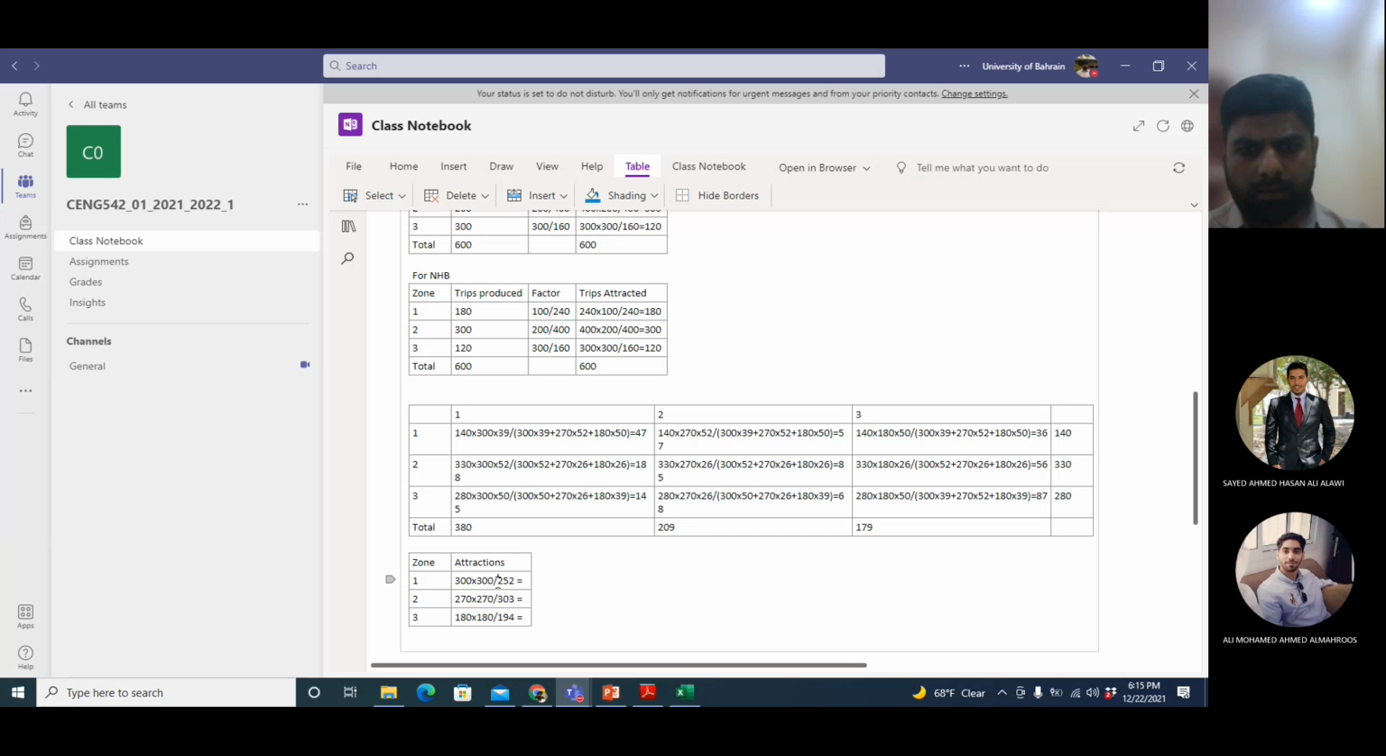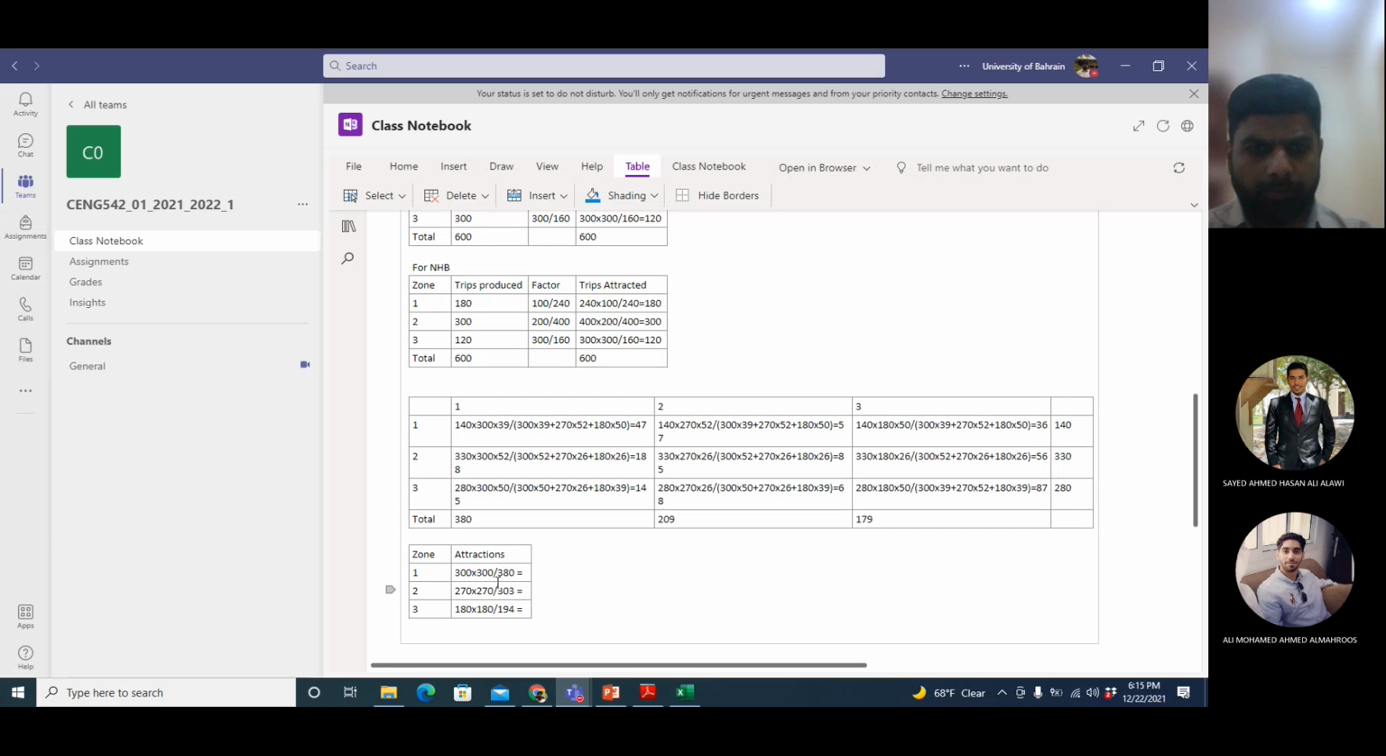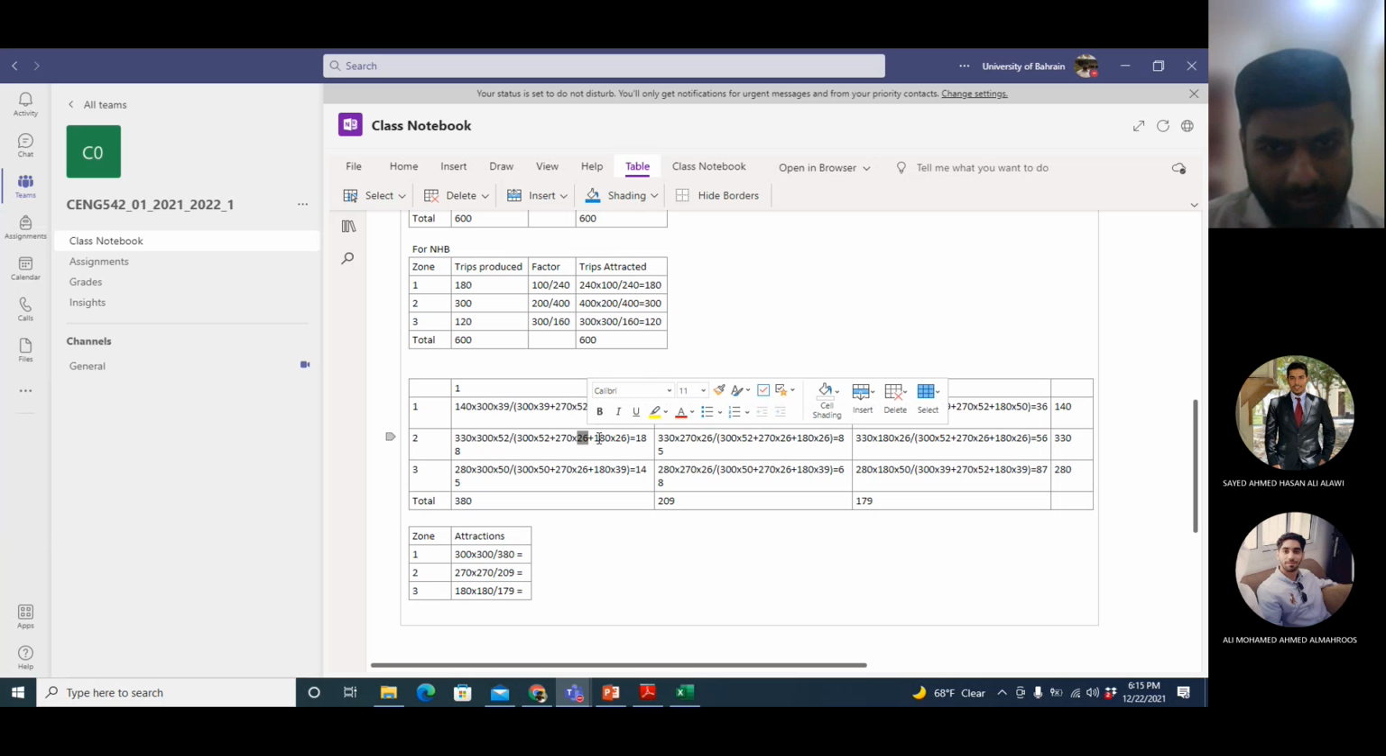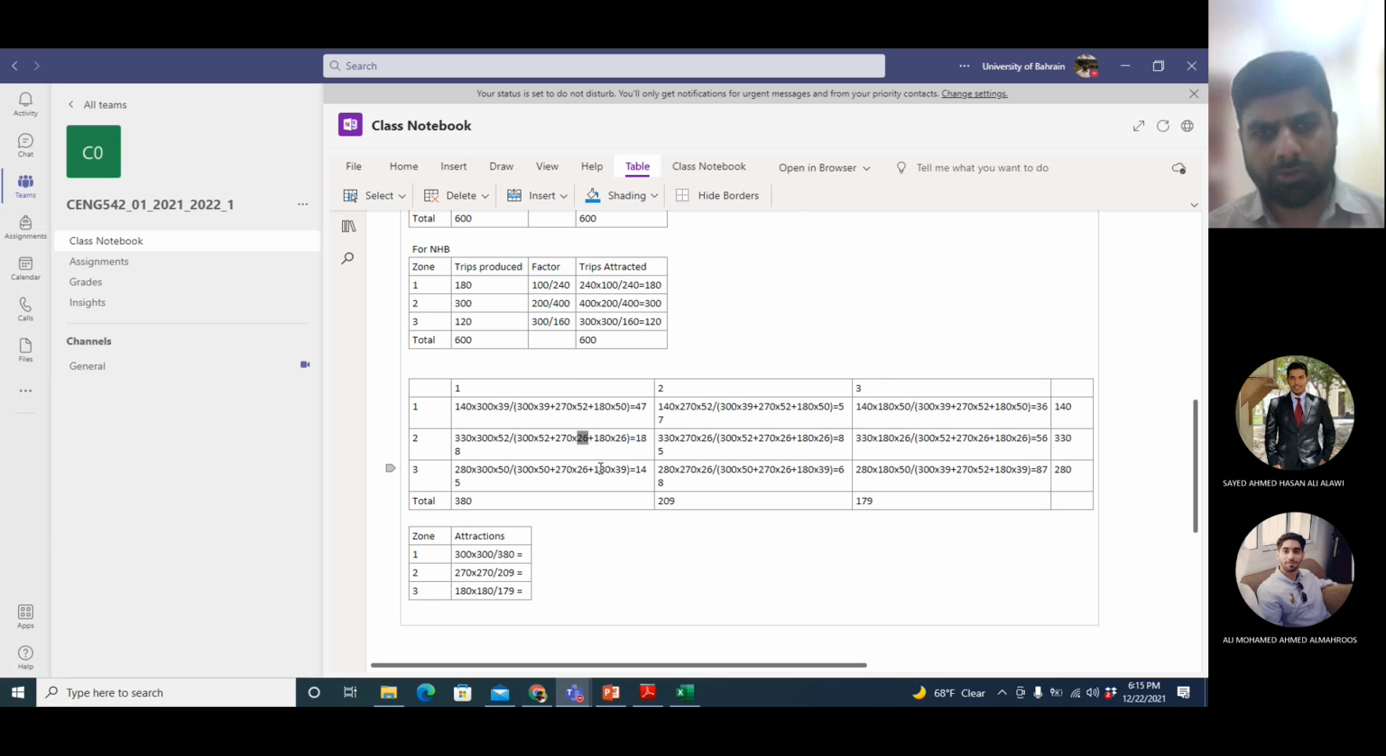Okay, coming back here, only these numbers will change. 380, 9, 179. Okay, so the procedure remains the same. I made a mistake with these values basically, the travel time functions. Okay, so you can cross check it.